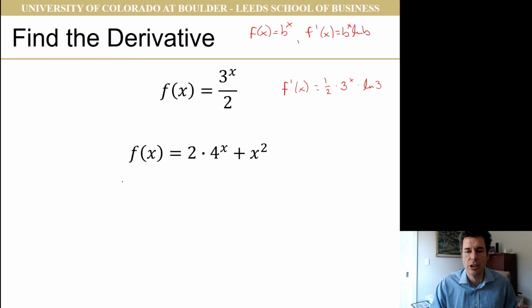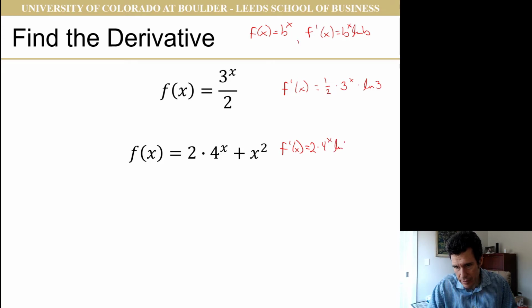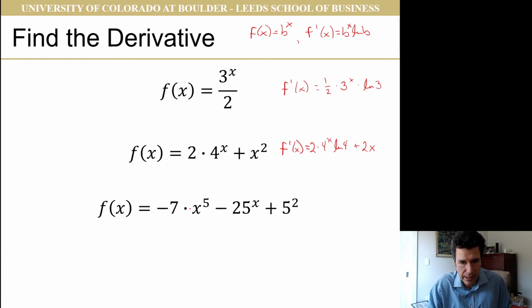Okay, the next function: 2 times 4 to the x plus x squared is our function. F prime of x equals 2 times 4 to the x ln 4 plus, again, this is just a power rule, bring the exponent down, 2x to the power 1. One thing to be really careful about here is that 2 times 4 to the power x is not 8 to the x.